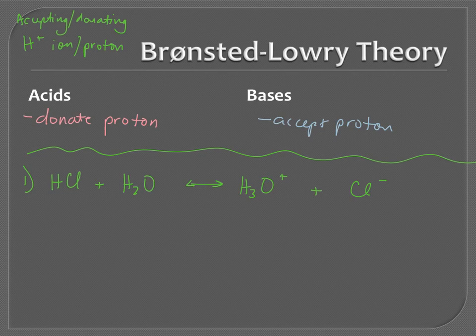Okay, so here we're going to see which one accepts and donates the proton. So let's focus on HCl, hydrochloric acid. In its name, it already has the term acid, but what makes it the acid? So we start with HCl. What happens to it? If you notice, on the other side, it just becomes Cl minus. Where did the hydrogen go? So that means it gave it up, making this the donor and the acid.